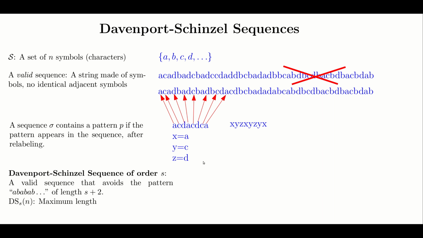And at the end, we define a Davenport-Schinzel sequence of order s as a valid sequence that avoids a pattern ABAB, etc., where the length of this pattern is s plus 2. And we denote the maximum possible length of such a Davenport-Schinzel sequence of order s with ds subscript s of n. Now we'll want to look at what is the value of this maximum for different values of s.